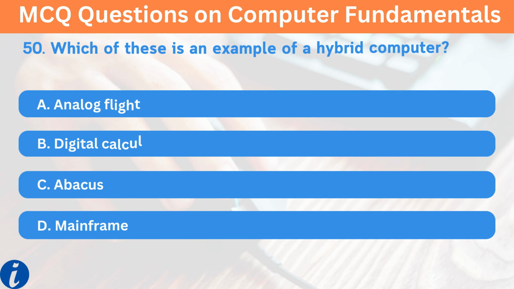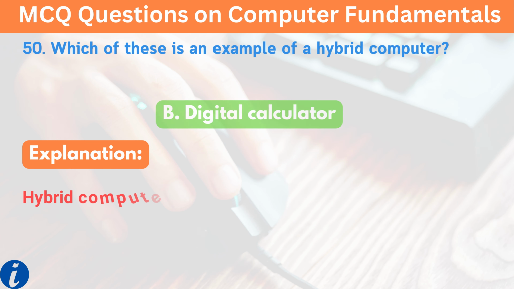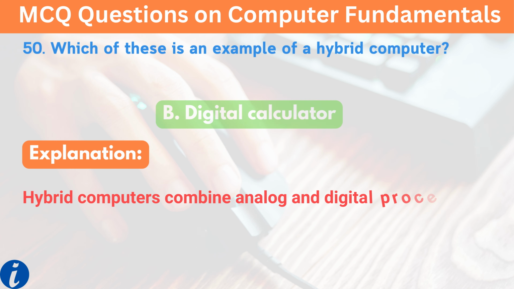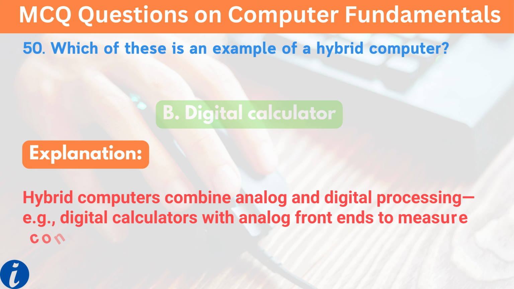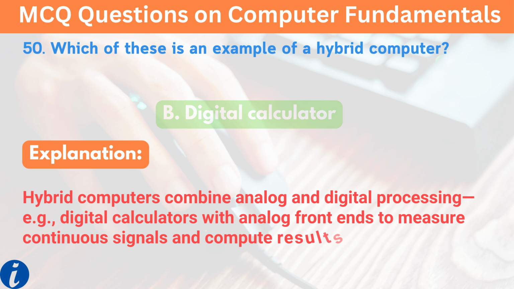50. Which of these is an example of a hybrid computer? A. Analog flight simulator. B. Digital calculator. C. Abacus. D. Mainframe. The correct answer is B. Digital calculator. Explanation. Hybrid computers combine analog and digital processing, e.g., digital calculators with analog front ends to measure continuous signals and compute results digitally.